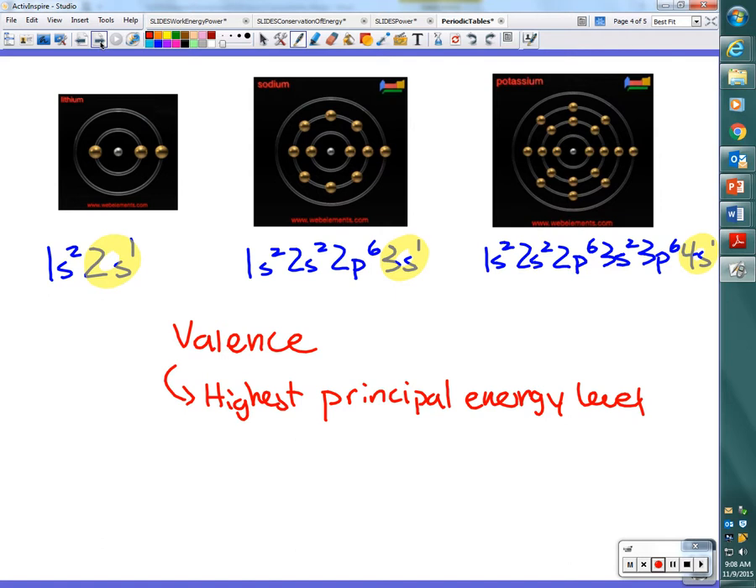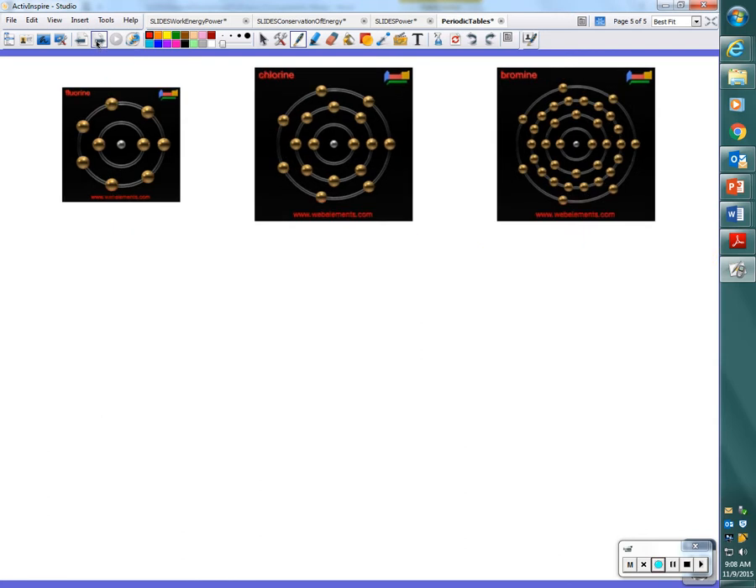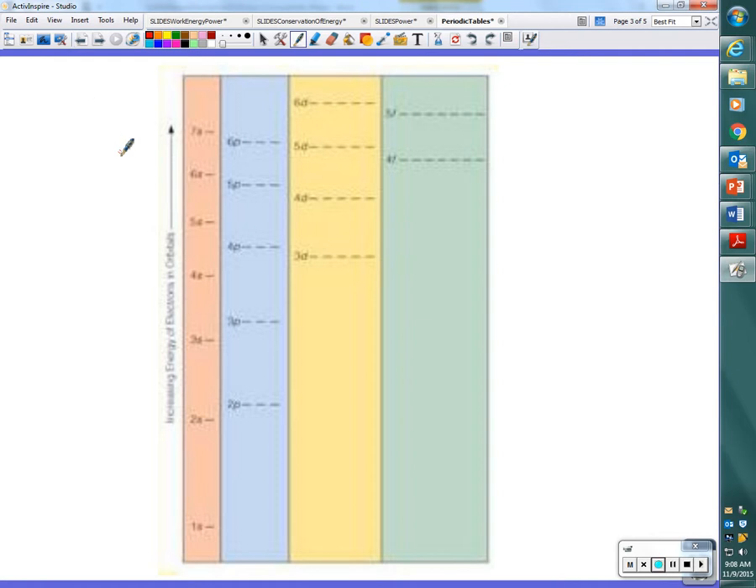So, next, before we get to the outline, the other 3 Bohr models that you have on your sheet. There's fluorine, there's chlorine, there's bromine. Write me electron configurations for those three. There's the chart. Work with the person next to you. Electron configurations for fluorine, chlorine, and bromine.